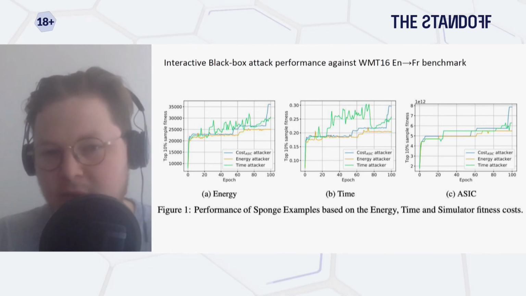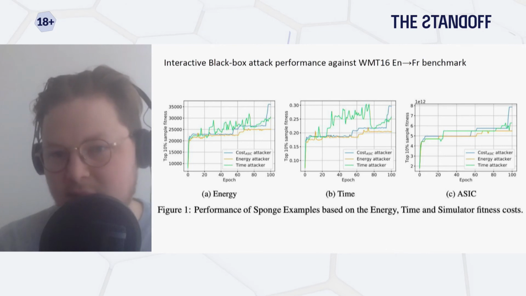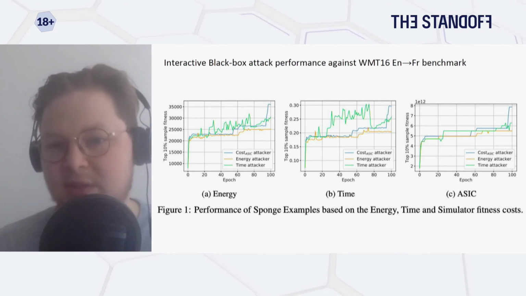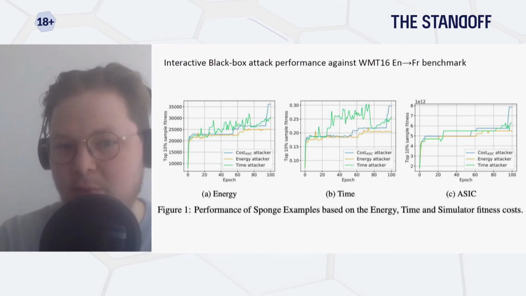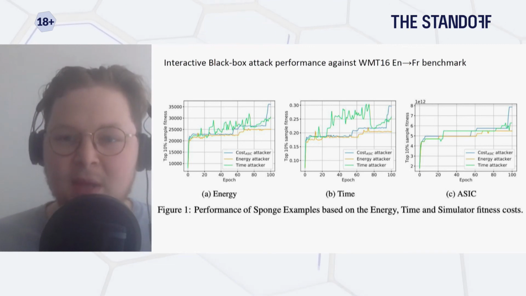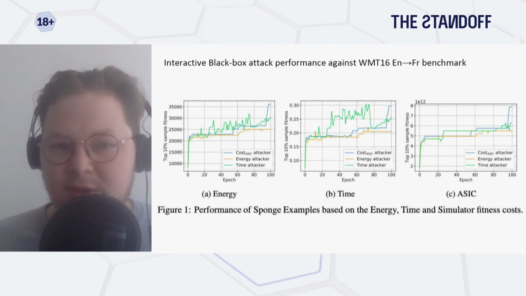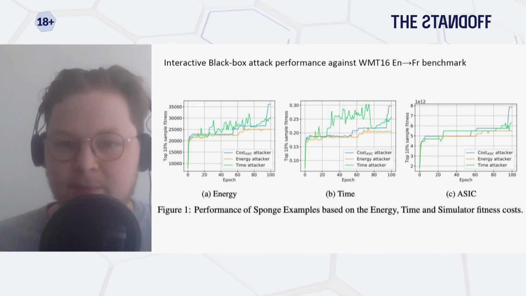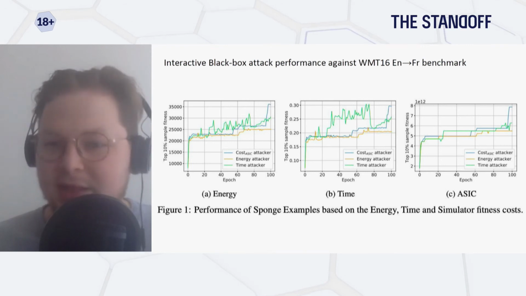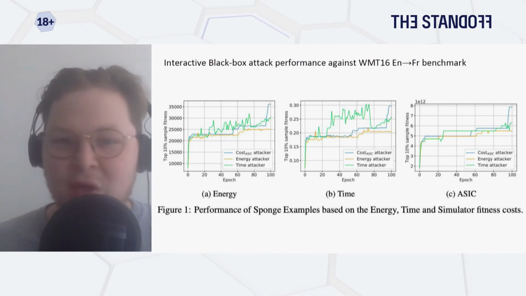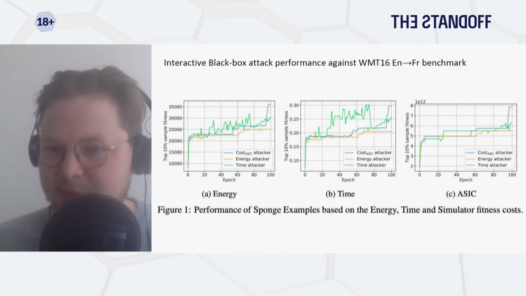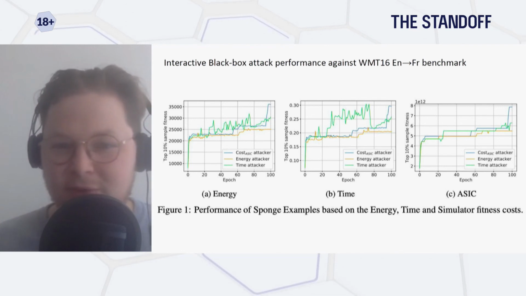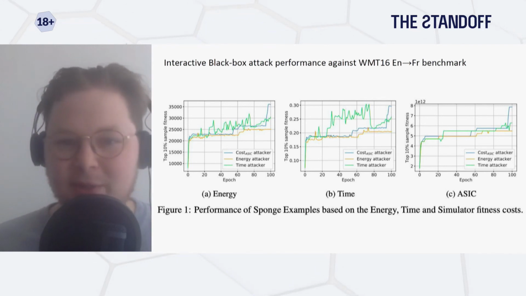And I show what happens to the energy, time, and ASIC cost as you perform the attack. So basically, although the time attacker itself is a black box, when I show the ASIC, I show the ASIC cost at a particular point of time of the attack, right? And as you can see, both energy and time are very noisy signals. They are not as nice and smooth as the ASIC measurements, but they follow very closely what happens with the ASIC measurements. In fact, they follow it very, very close for NLP tasks.